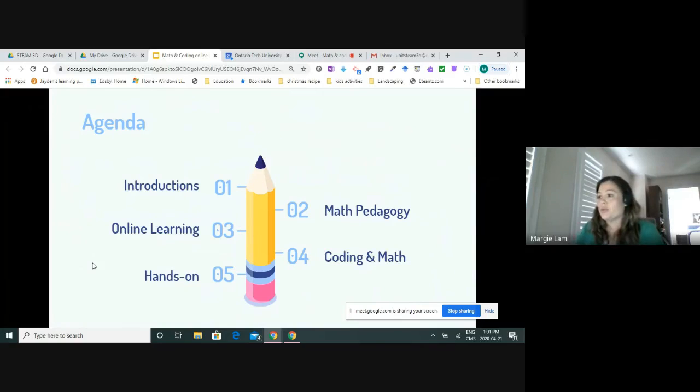Just to quickly go through the agenda, we're going to start with some introductions. Then we're going to talk about math pedagogy. We're going to do some online learning. Then we're going to go to coding and math. So we're going to talk a bit about coding and then about how it relates to math and the advantages of coding with math. And then we're going to have our hands-on session.